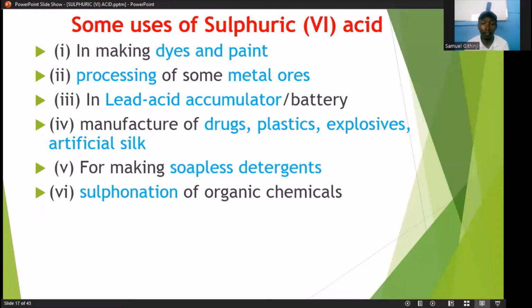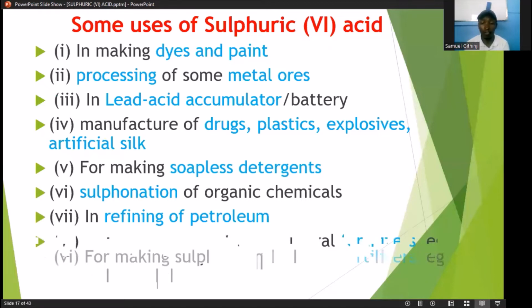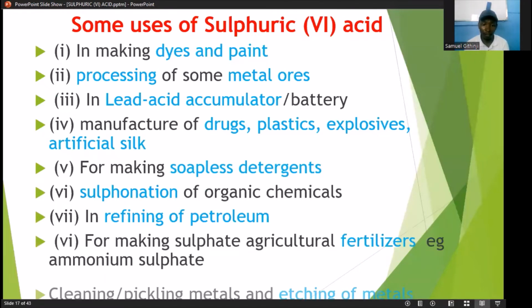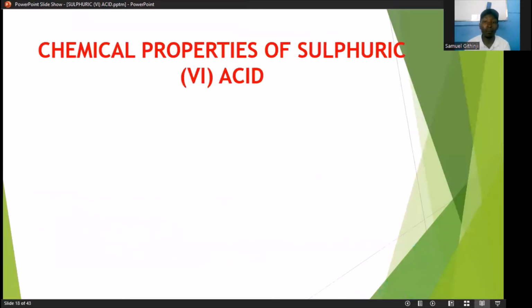It can be used to do what is called sulfonation of organic chemicals, if you want to add sulfur into some organic chemicals. Going on, it can be used in refining of petroleum, and even for making sulfate agricultural fertilizers like ammonium sulfate. Okay, the very last one there, it can also be used in what you call pickling of metals. Also what I have said, etching of metals.